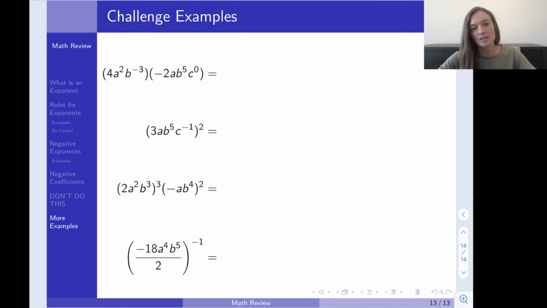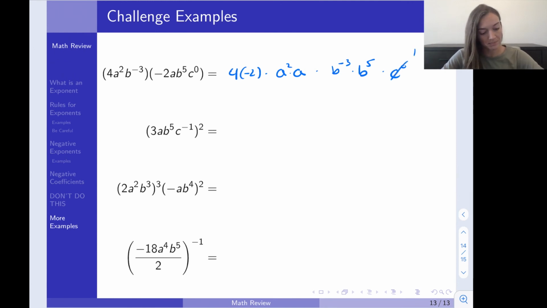All right, now let's just do some challenge examples, and then that'll be it. All right, so the first thing I would do here is kind of just write everything that goes together. So I would put all my coefficients, and then all my a's, all my b's, all my c's. So we have 4 times -2 out front, and then we have times a squared times a, and then we have b to the -3 times b to the 5th, and then we have c to the 0, which we know is just 1, so we can kind of get rid of that right away.